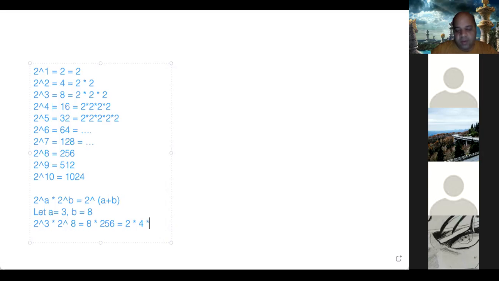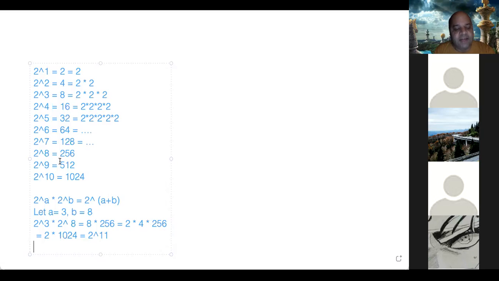2 into 4 into 256. Now 4 into 256 is nothing but 1024. So this is equal to 2 into 1024, and this is nothing but 2 raised to 11. Because why will you put 2 raised to 11? 2 raised to 11 is 2 into 2 raised to 10. Correct? Shreyas, you are following me? Yes, sir. Right? So it always happens, and why it happens is because of this rule.